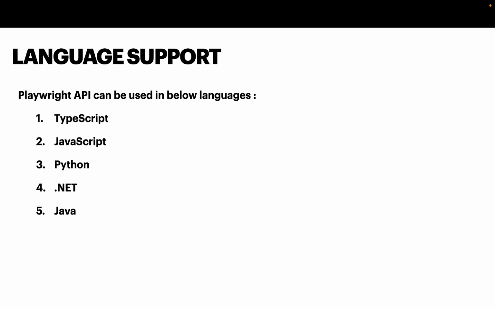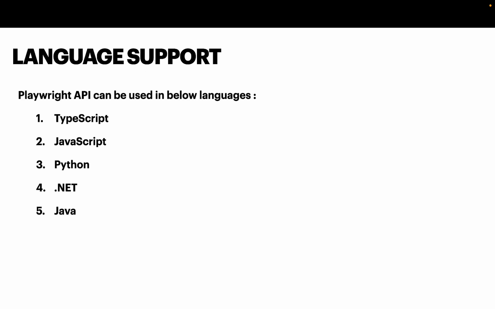Let's move to language support. Playwright is a library, but it's like an API only, which talks to browsers. So Playwright we can use in different languages. If you know TypeScript or JavaScript or Python or .NET or Java, you will be able to write a script and automate the browser.